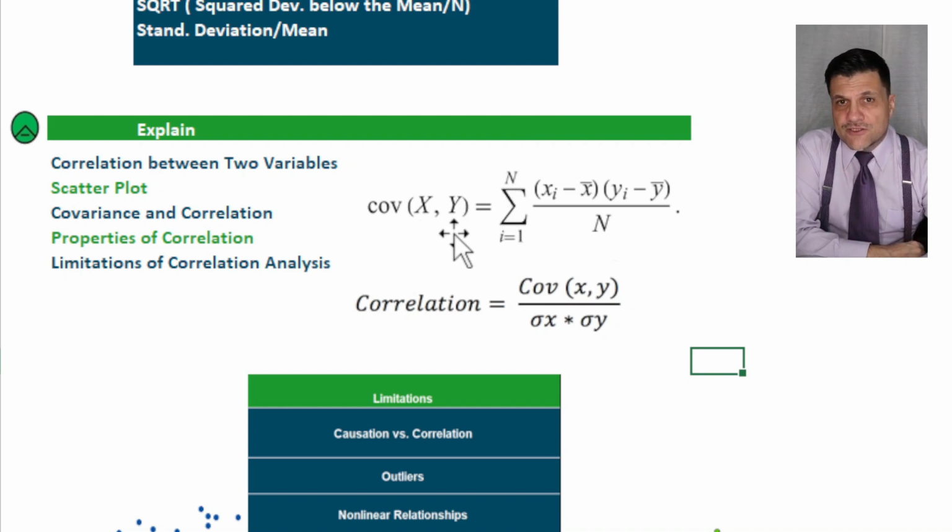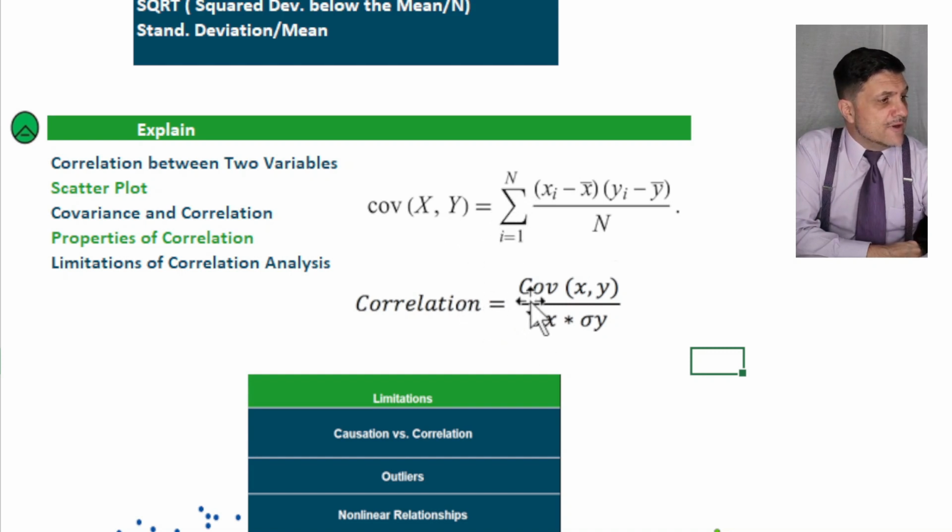The covariance of two variables equals the summation of the difference between the variable x and its mean, multiplied by the difference between the y variable and its mean. In other words, you multiply the deviations of x and the deviations of y, then add, divided by the number of observations if it's a population, or n-1 if it's a sample, and that's your covariance. I don't think you're going to need that formula, okay?